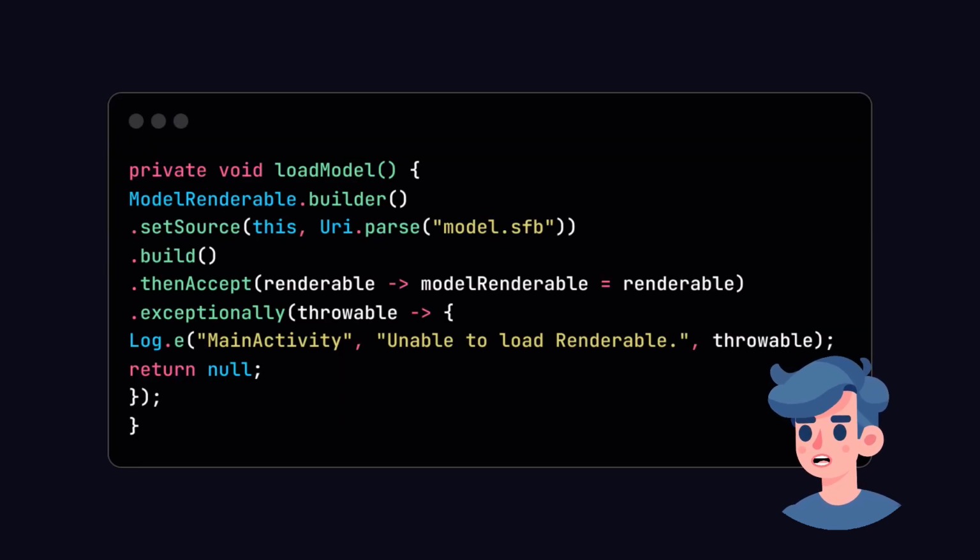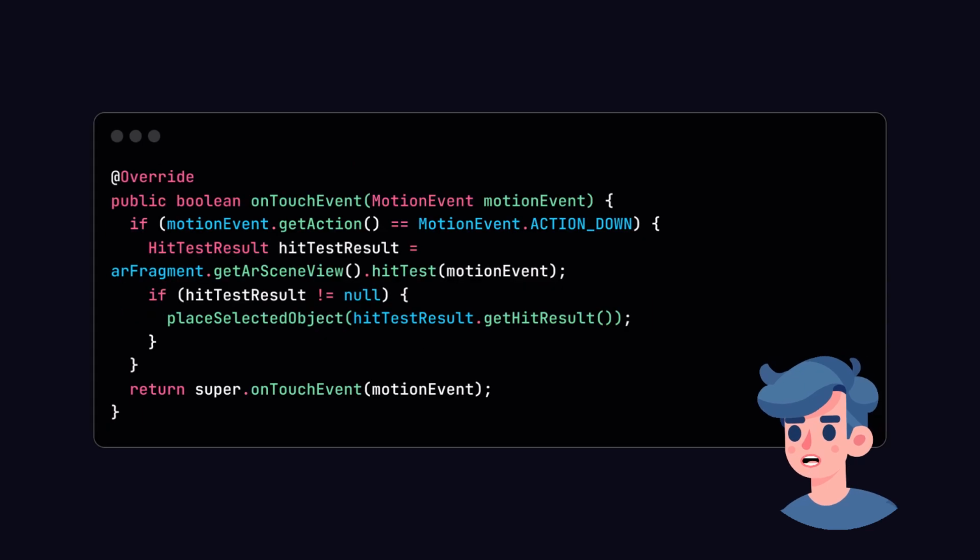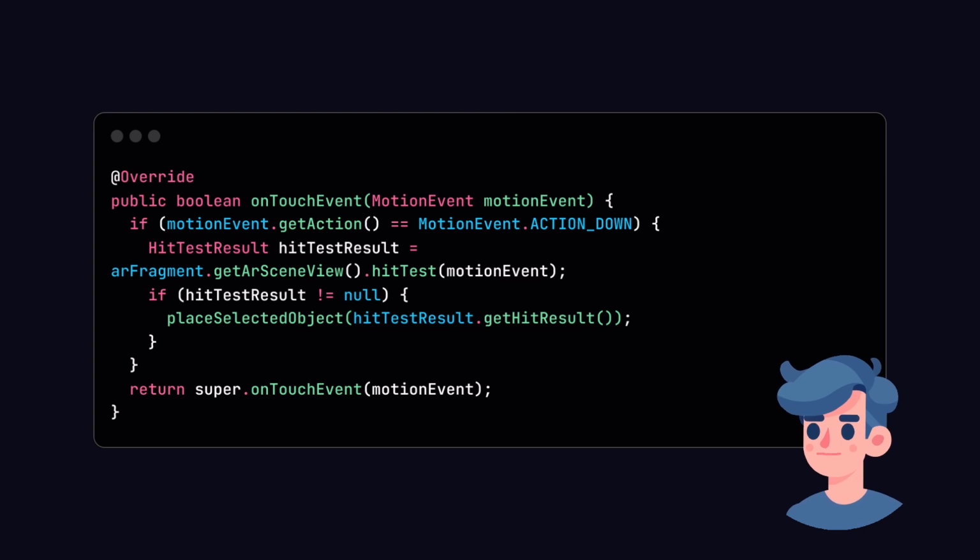Now we need to create a method to load a 3D model. We will use a placeholder model for demonstration. Add the following code in your main activity. Now we need to implement interaction. We want the user to place the 3D model in the AR scene when they tap the screen. To achieve this, override the onTouch event method and detect hit results.